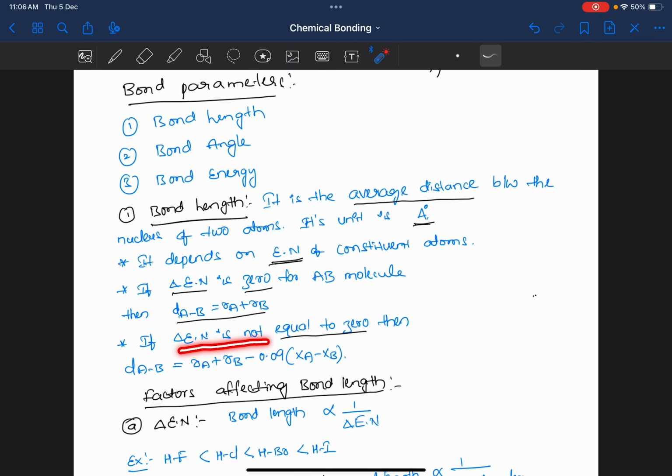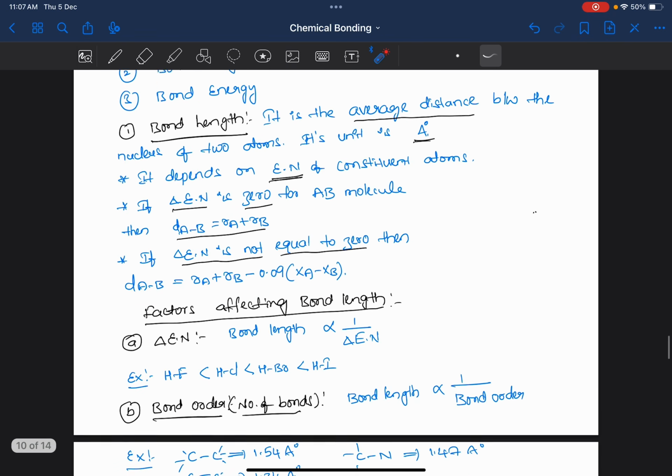If the electronegativity difference is not equal to 0, then the distance between the atoms in the AB molecule is Ra plus Rb minus 0.09 times (Xa minus Xb). By knowing the Xa minus Xb value, we can find the distance. Since the electronegativity difference is not 0, they compulsorily mention the Xa minus Xb value. So remember this formula: bond length of AB molecule equals Ra plus Rb minus 0.09 into (Xa minus Xb).